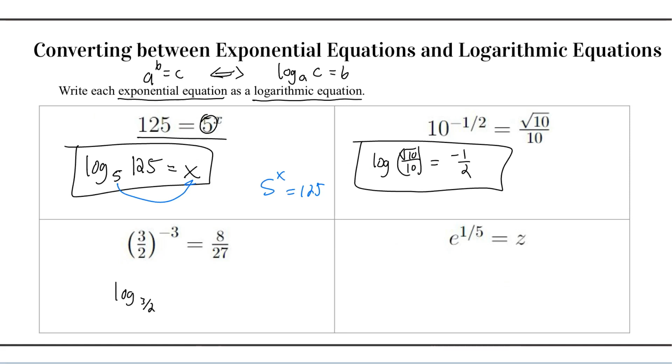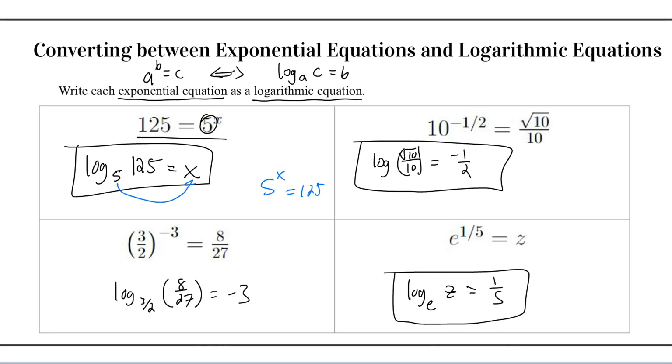And so for the rest of these, you'll have that the log with a base of 3/2 of 8 over 27 is going to equal negative 3. And then finally, for the last one, your base is e. So a log with a base of e of the number z should equal the exponent of 1/5.